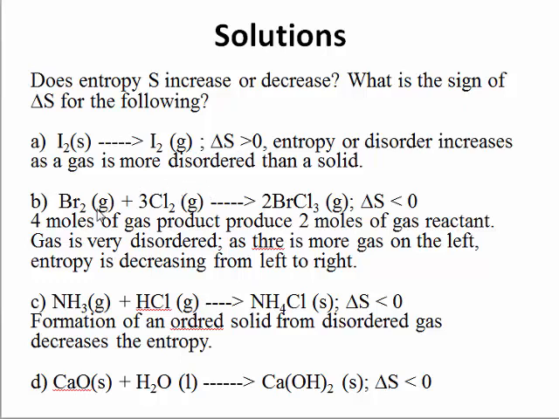For B, 4 moles of gas product produce 2 moles of gas reactant. Gas, as we've seen, is very disordered. There are more microstates available if you have 4 moles of gas than if you have 2 moles of gas. More ways to arrange the particles. Entropy is decreasing from left to right.